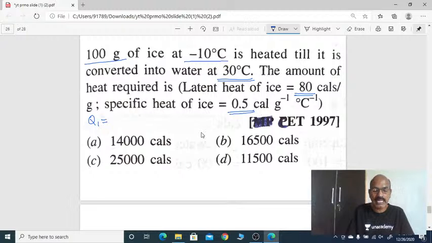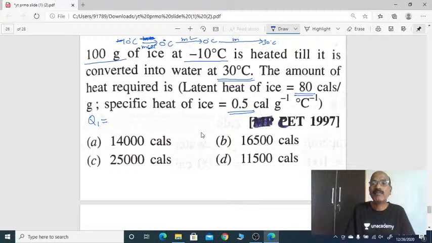First, we have to find how much heat is required to change the ice from minus 10 degrees Celsius to 0 degrees Celsius. Then comes ml, the change of state. The heat required to change minus 10 degrees to 0 degrees Celsius is mc delta T. Then 0 degree ice to 0 degree water is ml, the change of state. Again 0 degree to 30 degree, as liquid, is mc delta T.